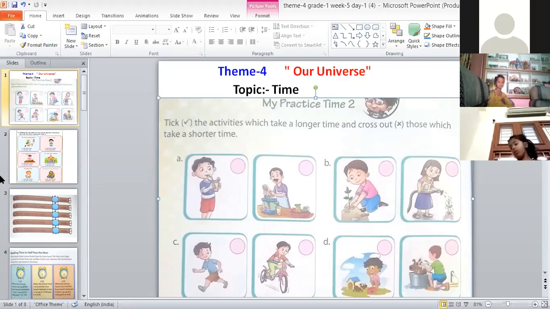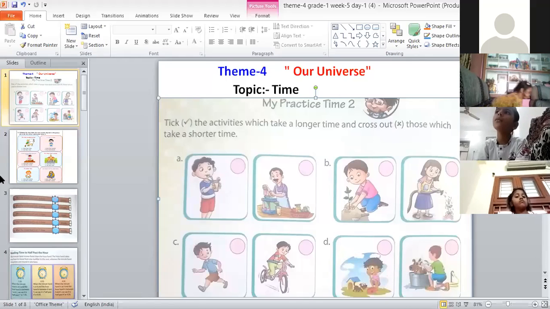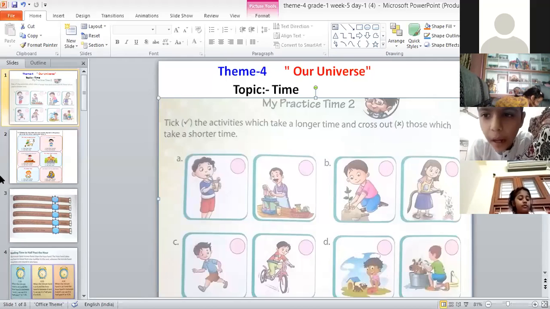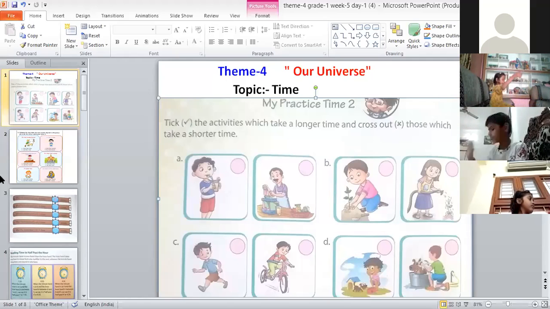Yes, Supratik, please unmute yourself. Ma'am. Yes. Which page number, ma'am? Page number 162, 162 of your math textbook. Page number 162. Right. Okay.